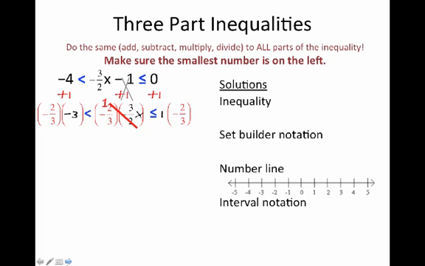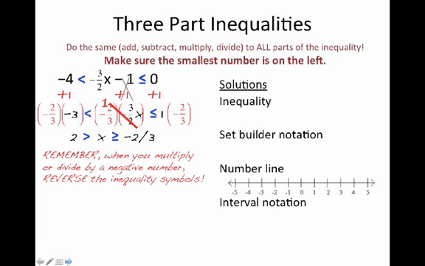On the left-hand side, if it helps, put your negative 3 over a 1, multiply across the top and across the bottom. A negative times a negative is a positive. I've got 6 over 3, which simplifies to a 2 on the left. And on the right, 1 times negative 2/3 is negative 2/3.